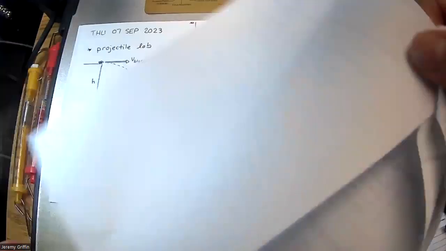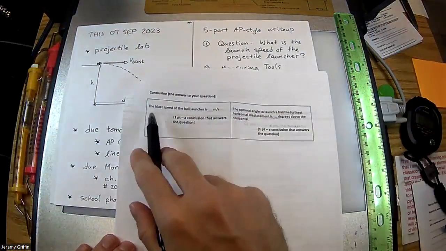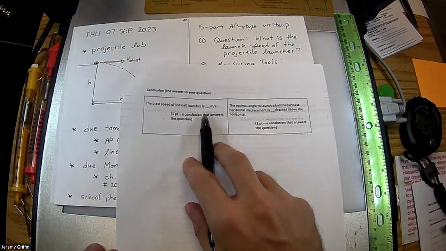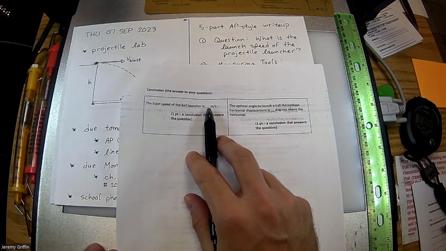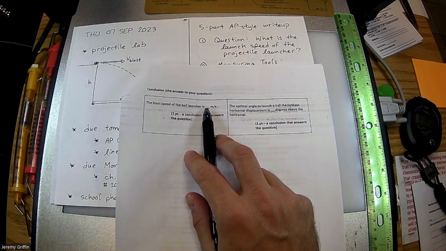Okay. Finally, conclusion. The blast speed of the launcher is blank meters per second. Of course, you have a number there, right? What's the number you got? Who got a number for how many meters per second? What do you guys get?